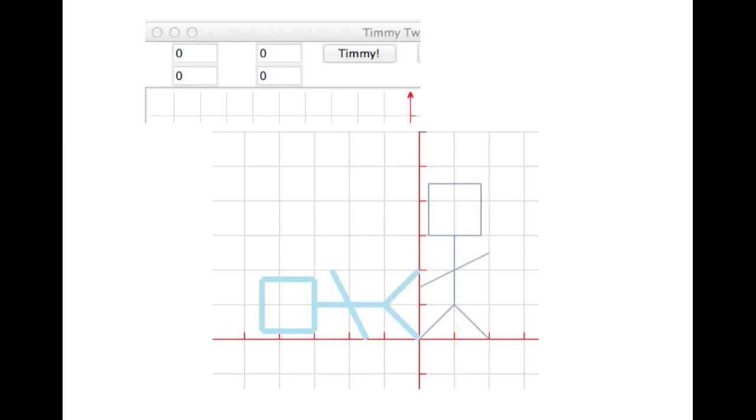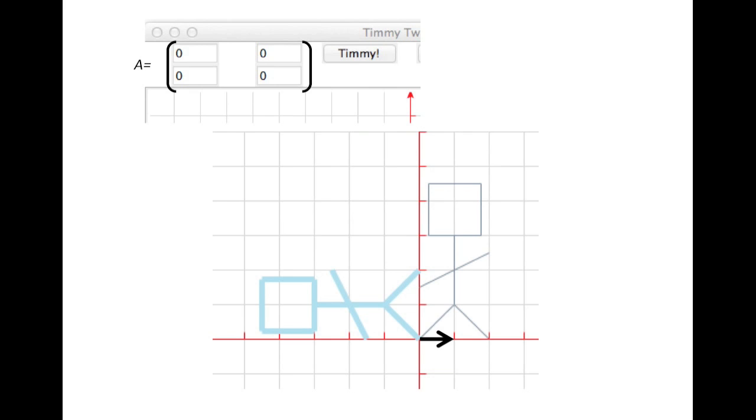Now let's look at Timmy. What we just learned is that we need to look at how the 1, 0 and the 0, 1 vectors transform. That will tell us how to fill in the entries in matrix A.